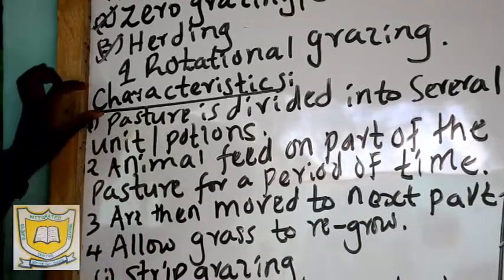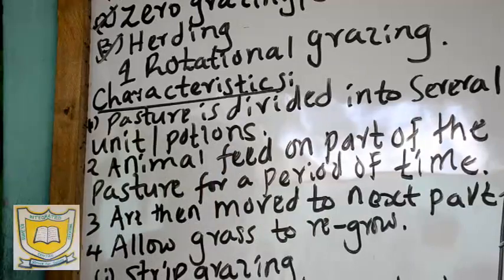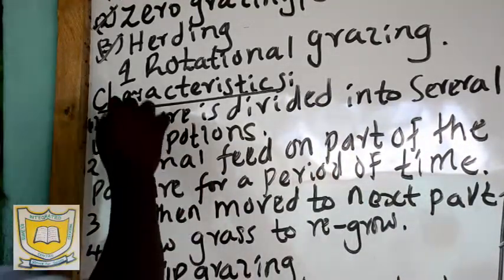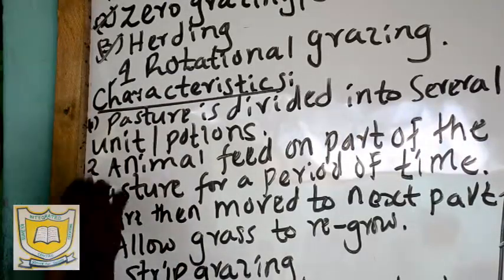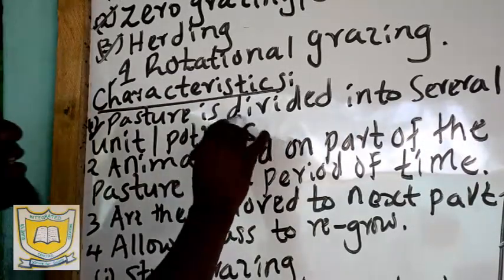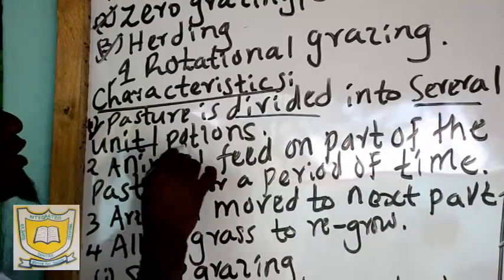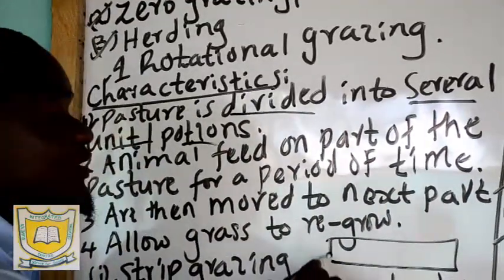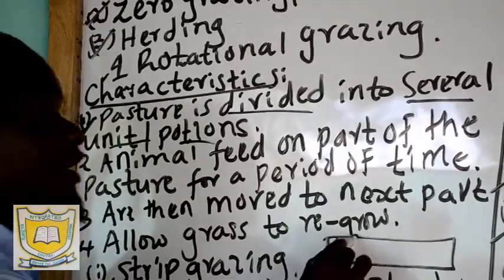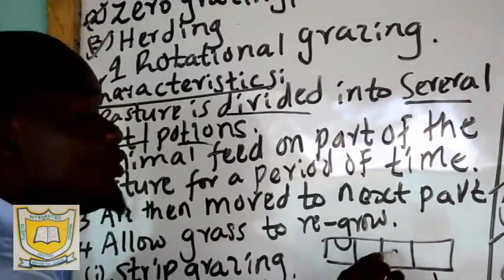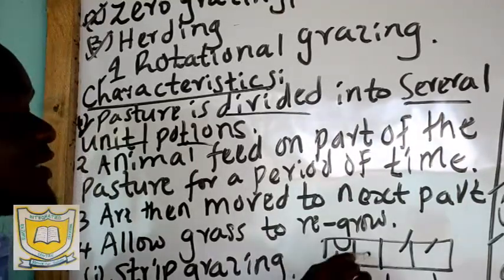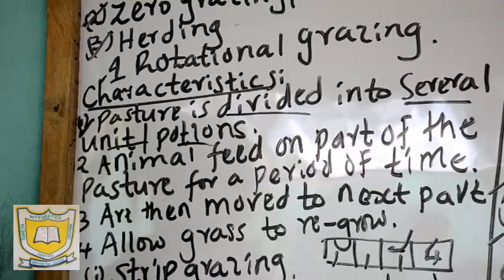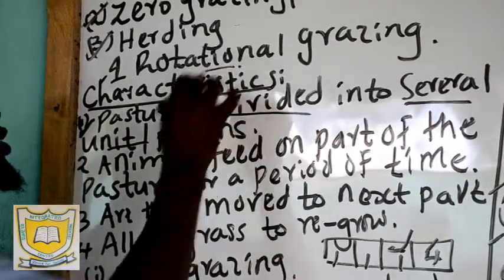If the method involves movement of animals from one place to another, it falls under what we call rotational grazing. The first characteristic is that the pasture is divided into several units or portions. We have a piece of land, and this general piece of land is subdivided into units. We may have the first unit, second unit, third unit, and fourth unit. When you see these subdivisions, we say this is rotational grazing.